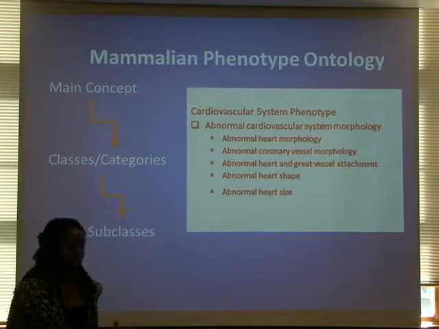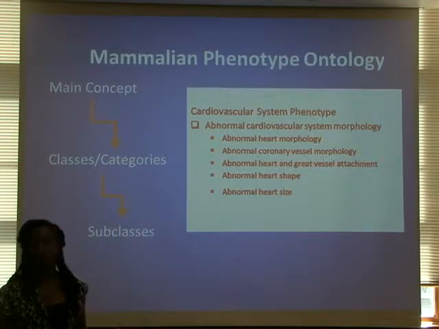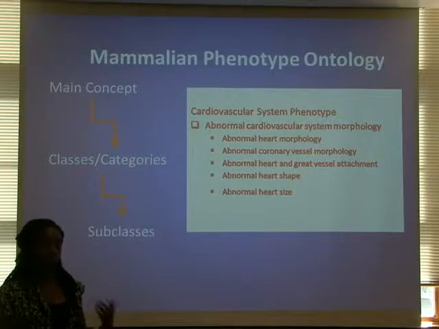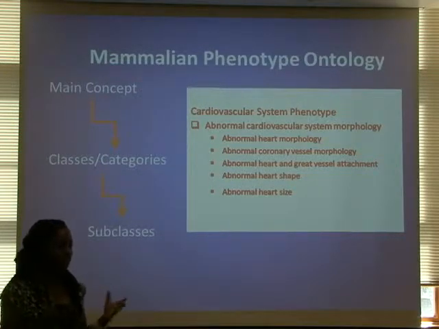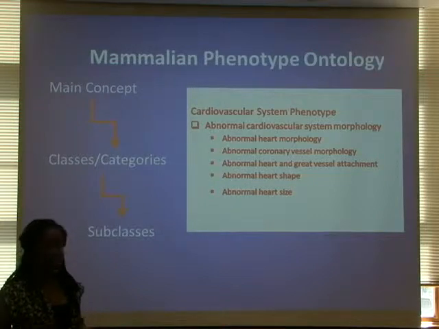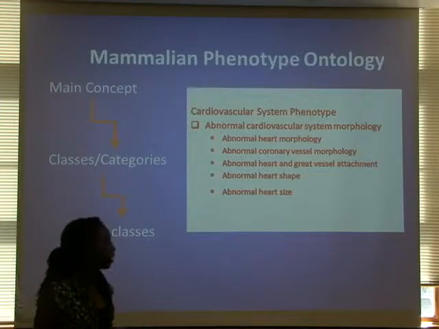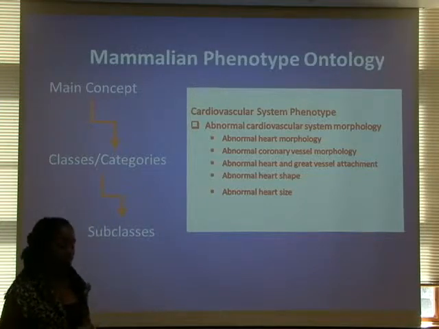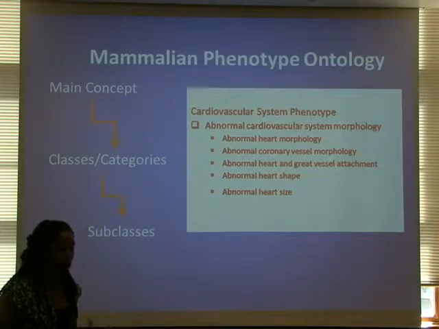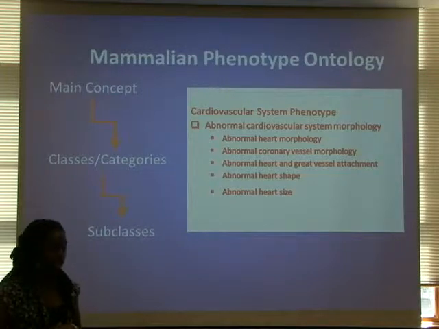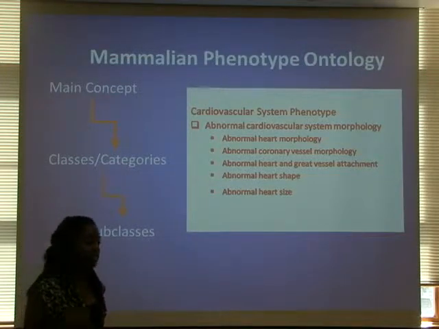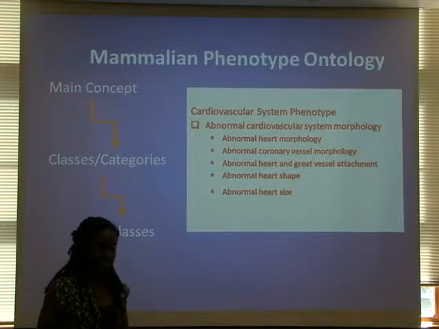And so this is the mammalian phenotype ontology. This is what I worked with all summer, and so this is an example of what I've been looking at. And you see you have your main concept, your classes and categories, and then those classes can be broken down into smaller subclasses. And so an example I would look at would be the cardiovascular system phenotype. That's the main idea. And then the abnormal cardiovascular system morphology, that's the class. And then that class is broken down into these smaller subclasses that you see here.